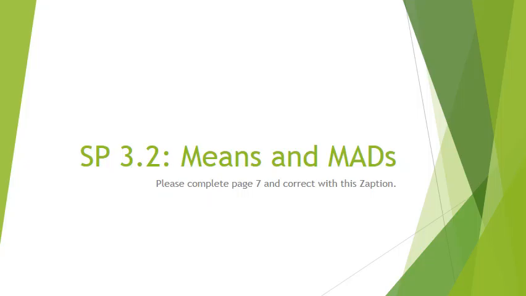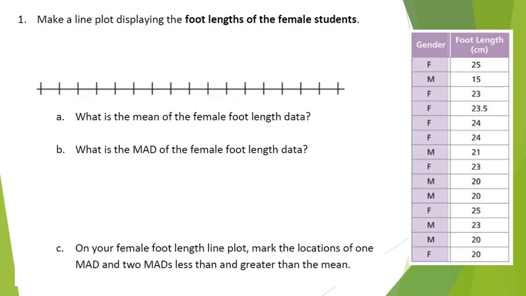For homework tonight, please complete page 7 and correct it with this section. First, you're going to make a line plot displaying the foot lengths of the female students. Make sure you only pull out the female student values. So I'm going to go ahead and circle those first.